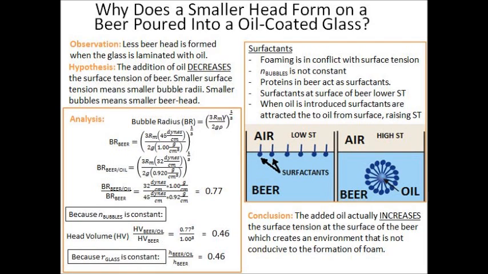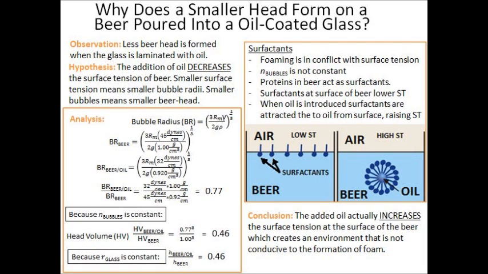Now if we assume that the number of bubbles is constant in the two glasses, then we can estimate the ratio between the head volumes, because we know that the volume of the spheres is proportional to radius cubed. So we cube the top and bottom and we get 0.46 to 1. And we also know that the radii of the glasses are the same, so the ratio of the heights is also 0.46 to 1. What this means is that the foam head that forms on the beer poured into the olive oil coated glass is going to be 46% as tall as the foam head that forms on the beer poured into the clean glass.